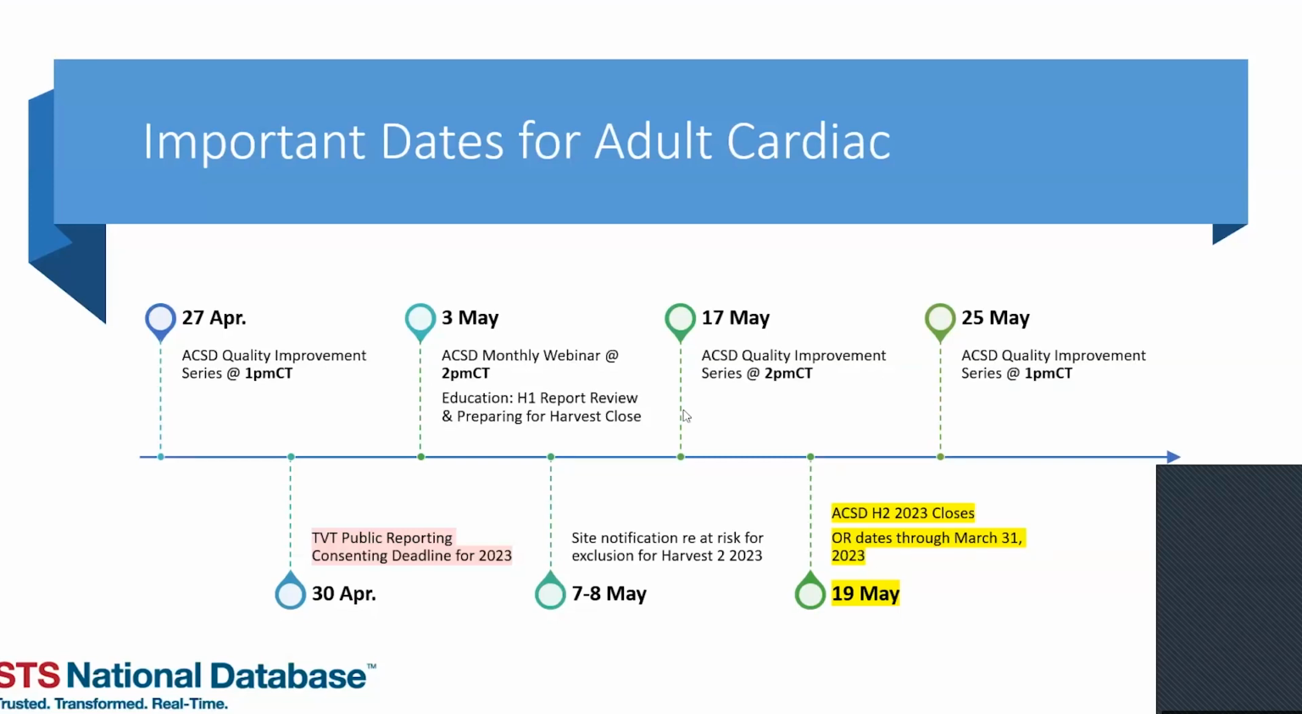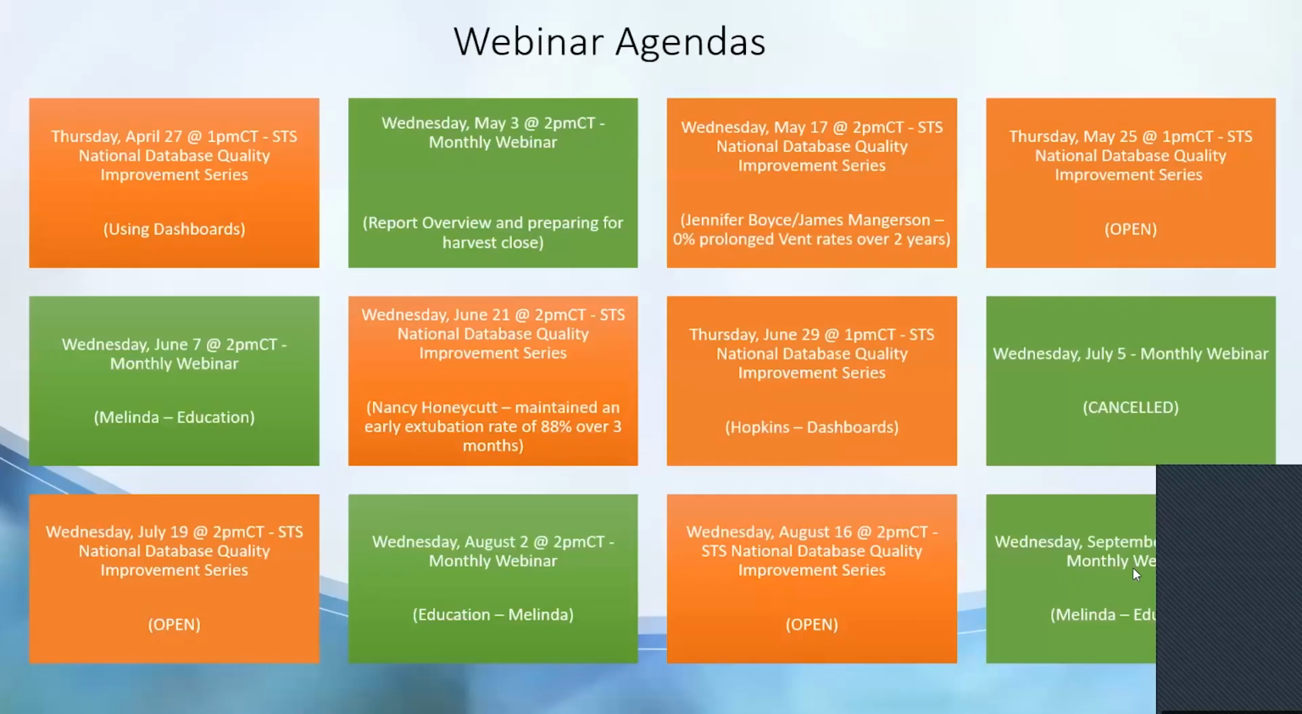May 3rd, we have our monthly webinar. I will be reaching out to sites, probably earlier than May 7th, regarding the sites at risk for exclusion from Harvest 2. May 17th, quality improvement series. May 19th, Harvest 2 closes. That's OR dates through March 31st. And May 25th, we have a quality improvement series webinar. I put it in a little bit different format here with the agendas.